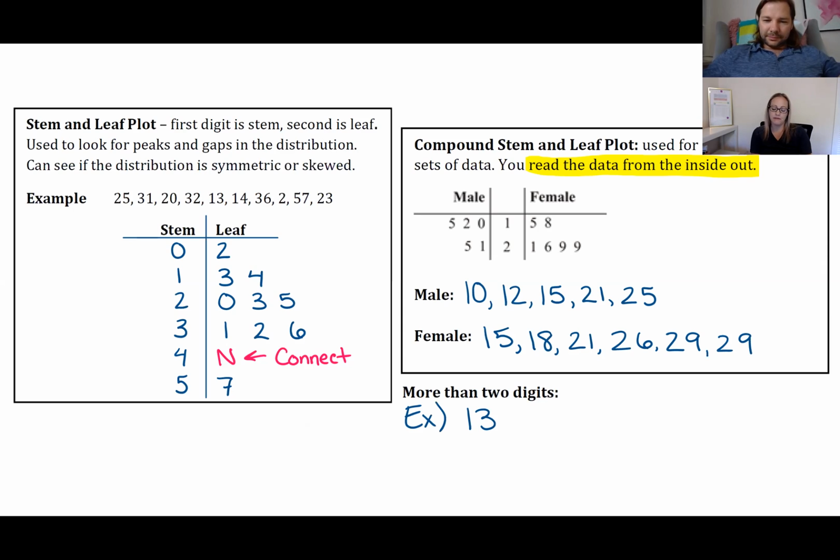And then if you have more than 2 digits, like let's say you had the number 132, in that case your stem would be the first 2 digits. So you would have a stem of 13 and a leaf of 2, and that would be the number 132.